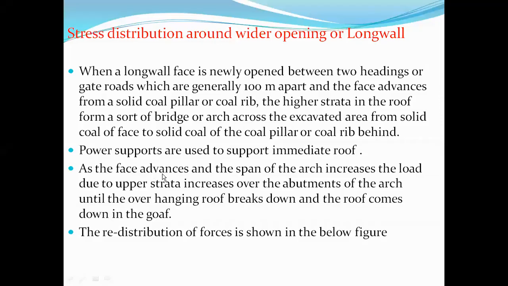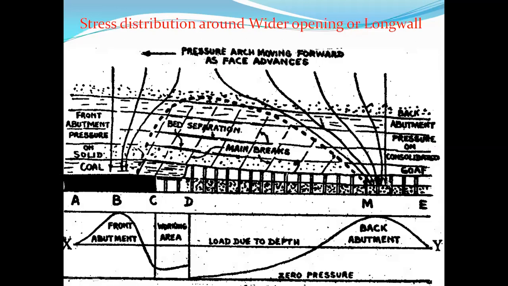So as the face advances and the span of the arch increases, the load due to upper strata increases over the abutment of the arch until the overhanging roof breaks and the roof comes down in the goaf. The redistribution of forces is shown in the below figure. Look at here. This is what exactly I was talking about. This is called the overlying strata.